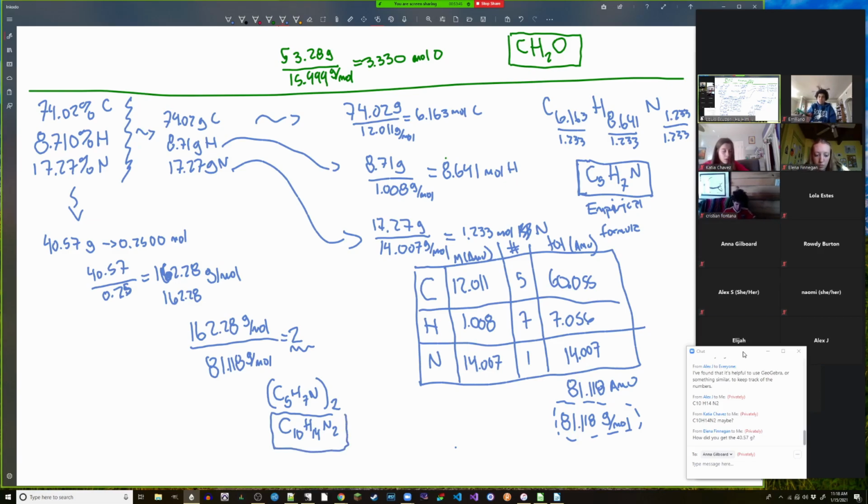How did I get the 44.57 grams? That is actually given in the problem. That is just stated as part of the problem. It says, if 40.57 grams of nicotine contains 0.25 moles of nicotine, what is the molecular formula? So, I didn't get it. They gave it to me. Very kind of them, right?